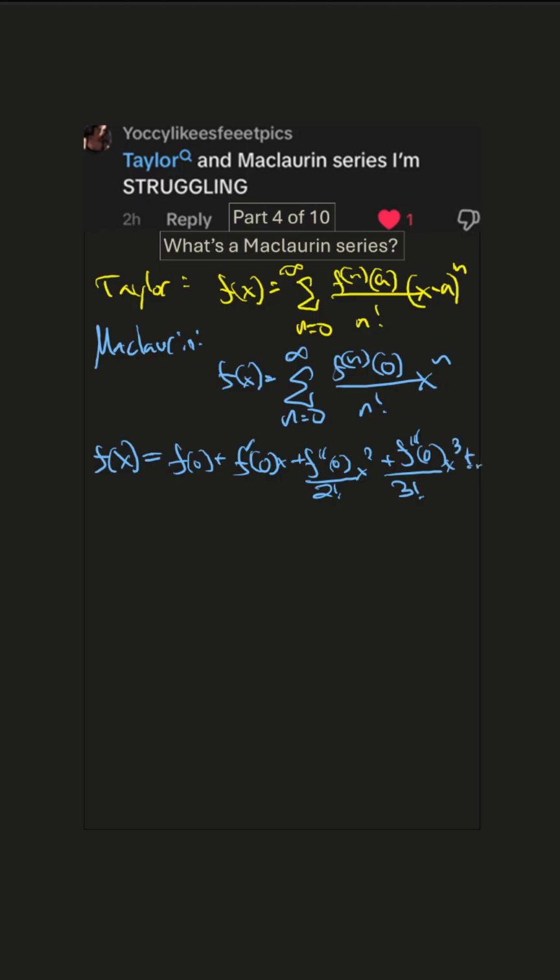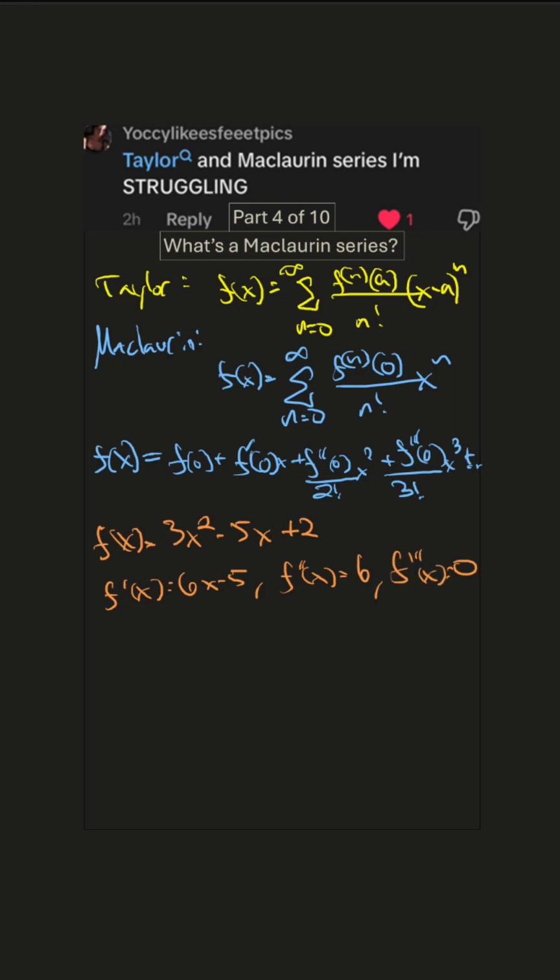Before we explain why this matters, let's do a quick example. Let's say f of x equals 3x squared minus 5x plus 2. Let's find the derivatives. So f prime of x equals 6x minus 5. F double prime of x equals 6. And f triple prime of x equals 0. Let's find the values. So f of 0 equals 2. F prime of 0 equals negative 5. F double prime of 0 equals 6. And f triple prime of 0 equals 0.